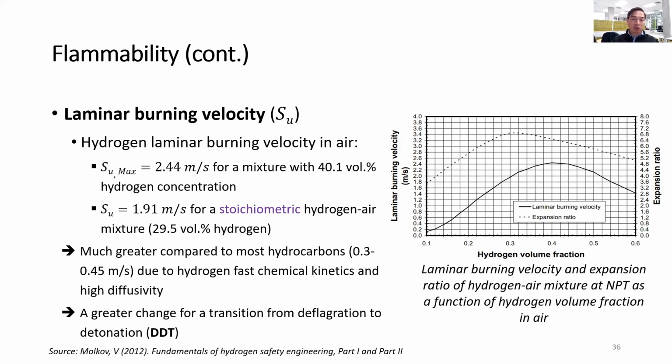29.6 volume percent of hydrogen, then the laminar burning velocity is a bit lower, but still about 1.91 meters per second. And when you compare these two values with other hydrocarbons, you will see that hydrogen's laminar burning velocity is still much higher compared to most hydrocarbons, which are normally in the range of 0.3 to 0.45 meters per second. Now, all of this is due to hydrogen's fast chemical kinetics and high diffusivity. And what I mean is that hydrogen has a greater chance for a transition from deflagration to detonation.